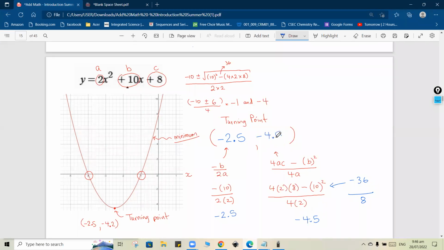So for the people who estimated minus 4.5, you had it correct. It wasn't actually minus 4.2. It was minus 4.5. So I'll just scratch off this 2 and put a 5 here. That would be the actual answer.